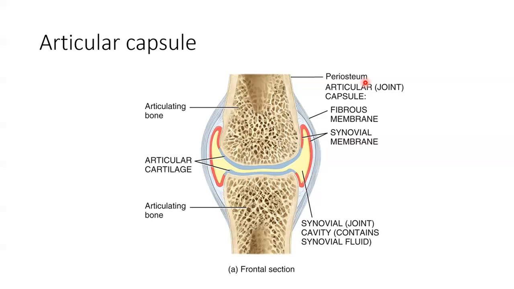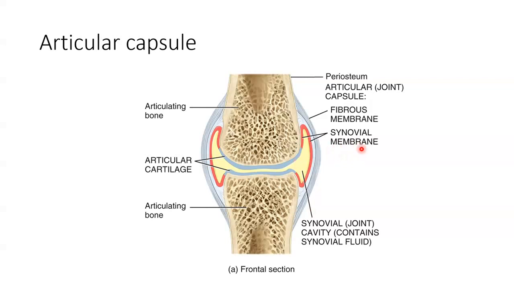The fibres of some of the fibrous membrane can actually be arranged in parallel bundles of dense regular connective tissue that are highly adapted for resisting strains in particular directions. So these bundles of dense regular connective tissue are what we know as ligaments.